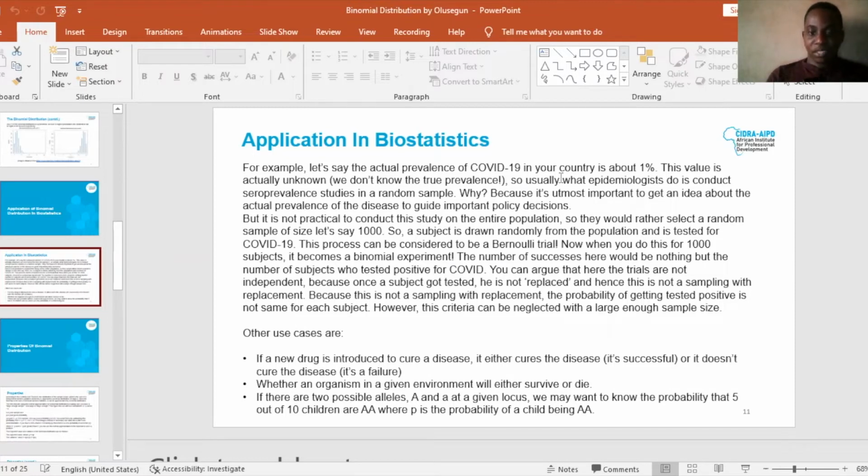This process can be considered to be a Bernoulli trial. Now, when you do this for 1,000 subjects, it becomes a binomial experiment. The number of successes here would be nothing but the number of subjects who tested positive for COVID. You can argue that here the trials are not independent because once a subject got tested, he is not replaced. And hence, this is not a sampling with replacement.